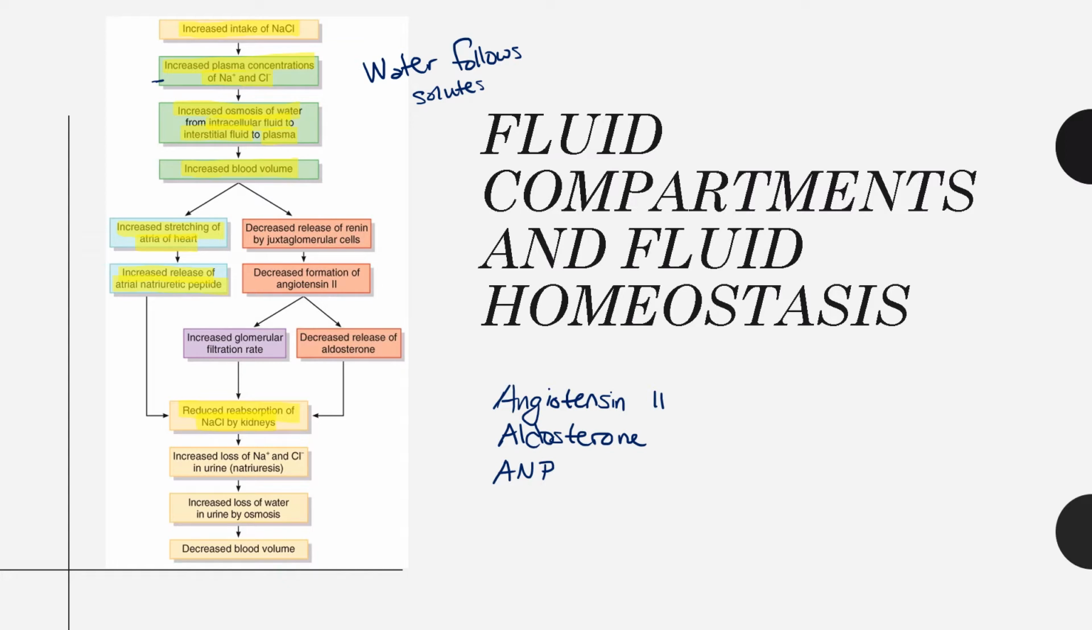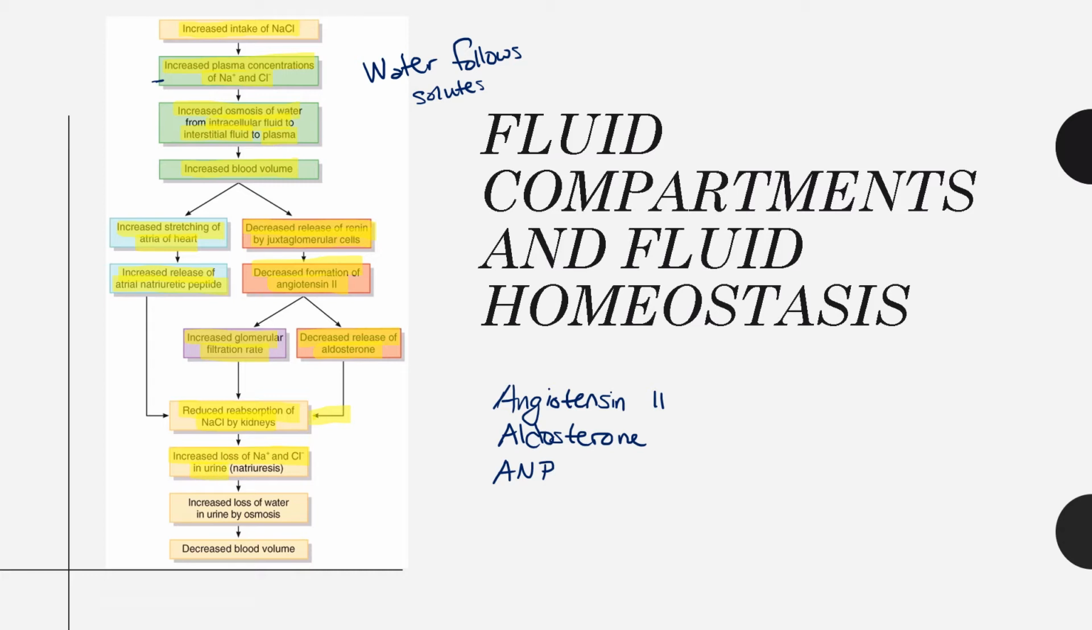This increased blood volume will also cause this decreased release of renin by those juxtaglomerular cells, resulting in a decreased formation of angiotensin II and a decreased release of aldosterone, as well as an increased glomerular filtration rate, both of which are going to contribute to that reduced reabsorption of sodium chloride in the kidneys. So if we're not going to be reabsorbing as much sodium chloride in the kidneys, this is going to result in an increased loss of sodium and chloride in the urine.